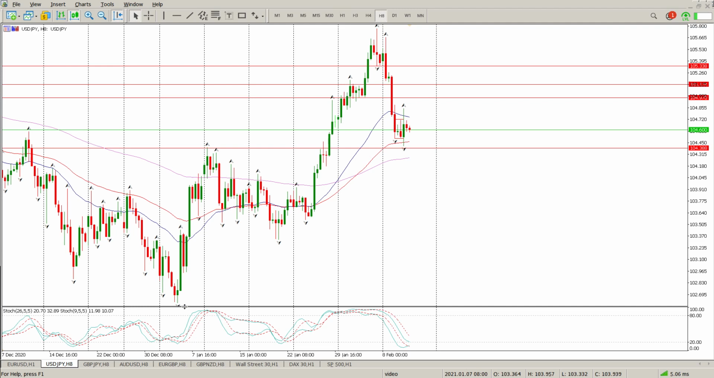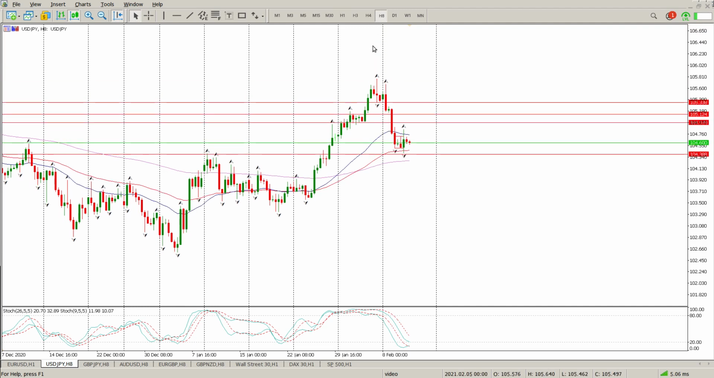Next one is going to be US dollar Japanese yen. Now, a similar scenario here. We had a strong rally, had a pullback into structure. So here's my structure here. We haven't quite tagged it though. That's 104.388. That's its previous swing high, and also coincides with all these moving averages.